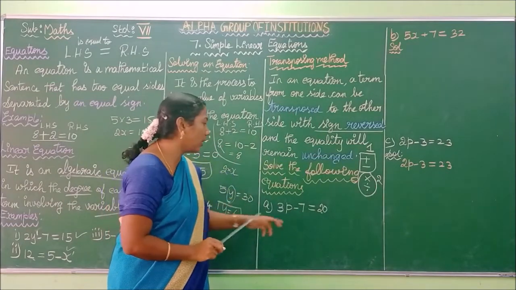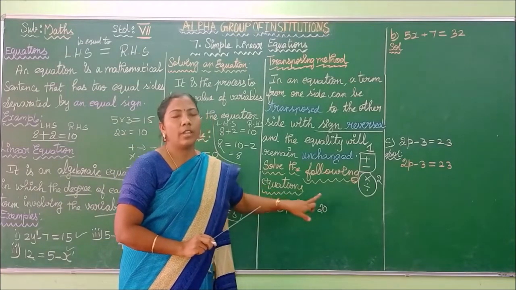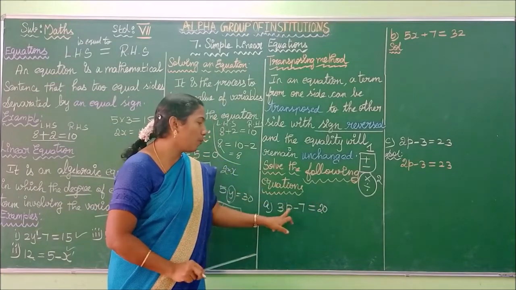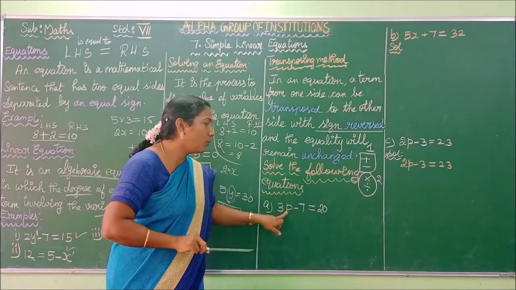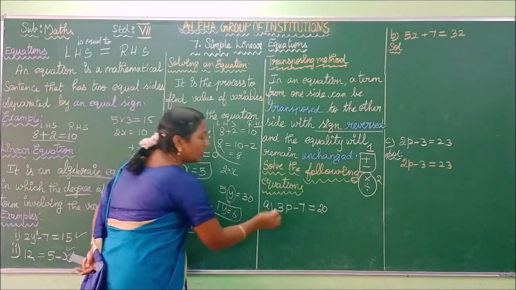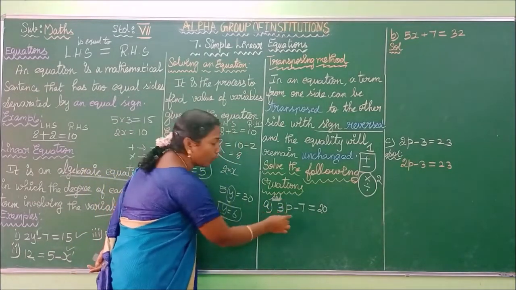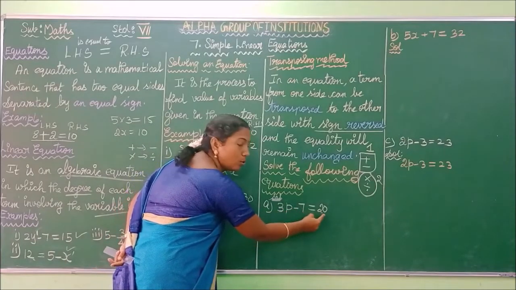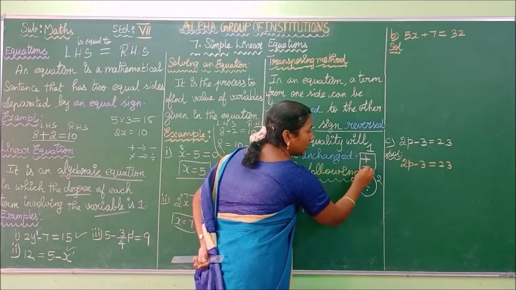Okay, if it isn't clear yet, first see the sum: 3p minus 7 equal to 20. Our aim is to find the value of p. What should be the value of p such that if you substitute the value of p, you get the answer 20? Okay, now we are going to do this sum. In the solution part, you have to write the question once again and use this as the solution part. 3p minus 7 equal to 20. As I told, first you have to remove the terms which are in addition and subtraction.